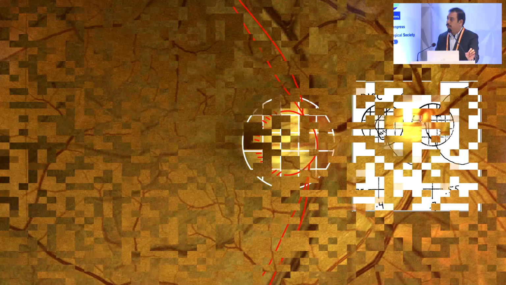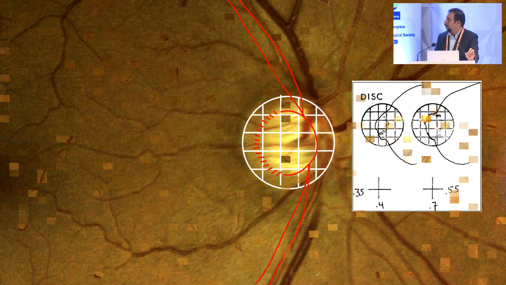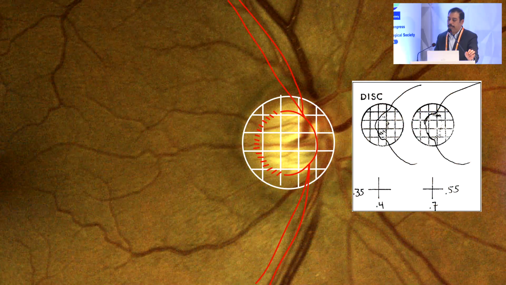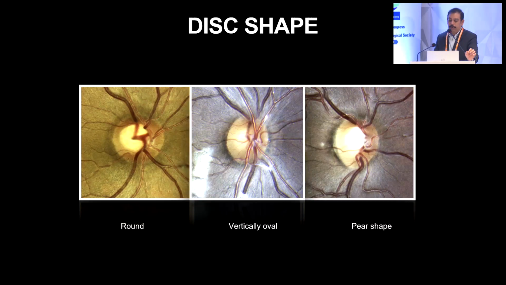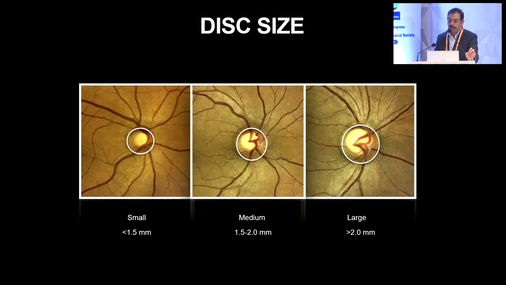And then many of us do draw the picture in the case sheets, but now as the EMR has come up, most of the time we are not drawing it. So there are different disc sizes varying from less than 1.5 and up. Small, medium, and the large disc. It has its own importance.